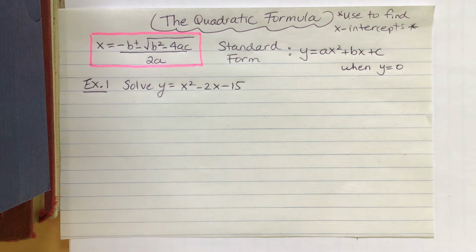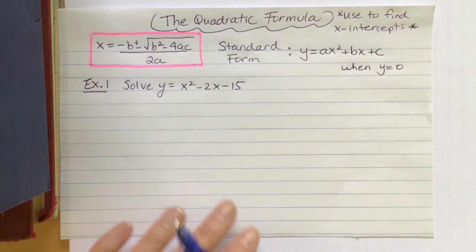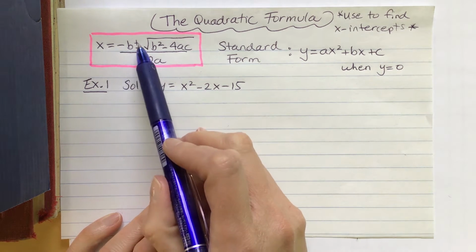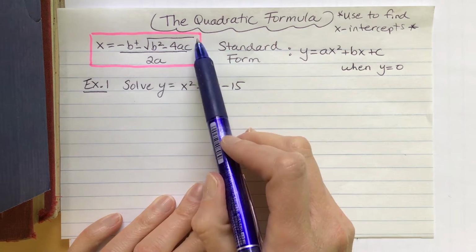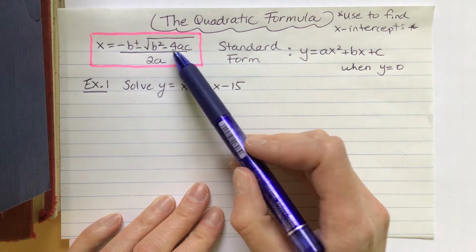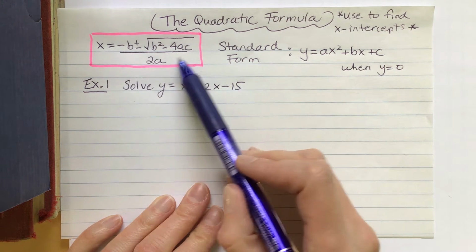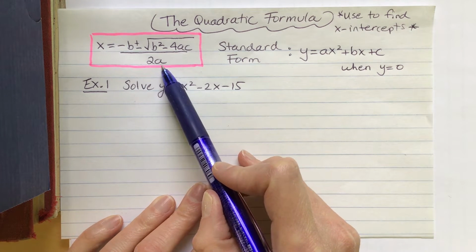So remember that when we are solving a quadratic equation, really what we're doing is we are looking to find those x-intercepts. So the quadratic formula is x is equal to negative b plus or minus the square root of b squared minus 4 times a times c, all of that divided by 2 times a.